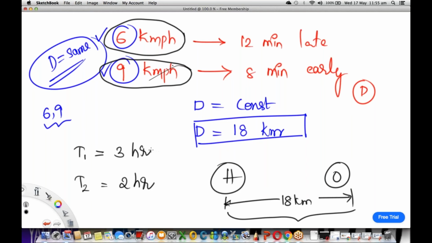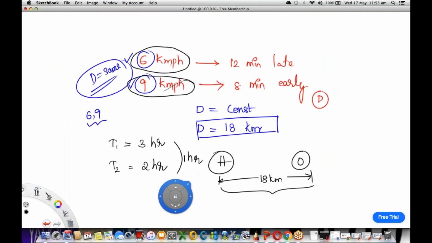Definitely take a time of 2 hours. What is the delay in the time here? 3 hours and 2 hours. The delay in the time is going to be 1 hour. Is that point clear? Delay is going to be 1 hour.